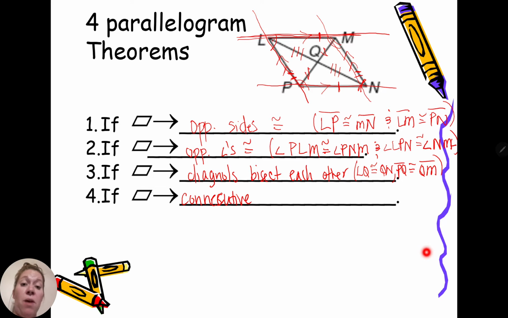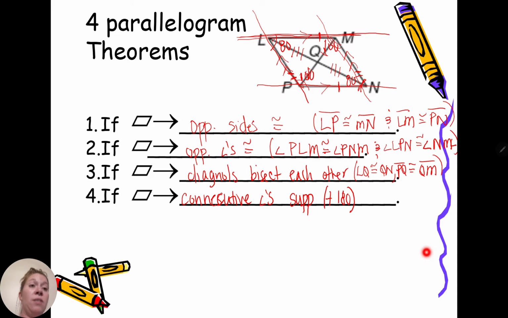Mrs. Callis can't spell, we all know that. Consecutive angles are supplementary, add to 180 in a parallelogram. Okay, this one's a little harder to illustrate. We'll call that 100 degrees and 80 degrees and 100 degrees and 80 degrees. All right? So those are our 4 properties.